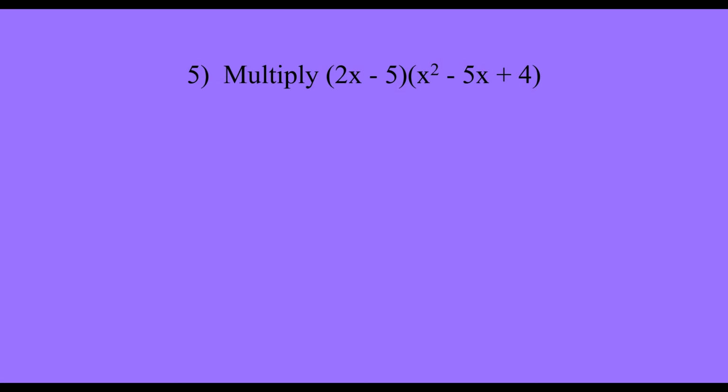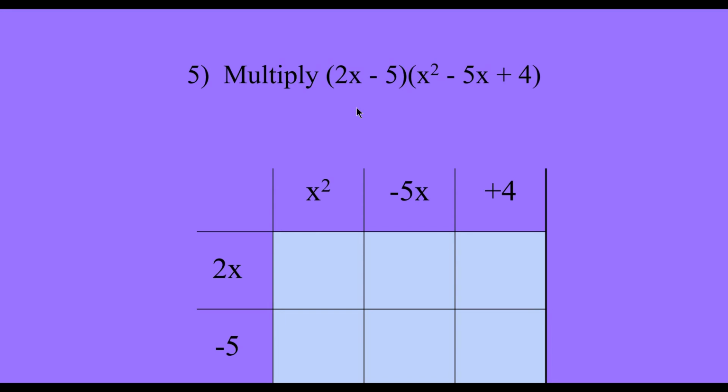So, the last thing we're going to do before I set you loose with some practice is a 2 by 3. And like I told you, you can't do this with FOIL. You could do it by distributing, which means you do this times this, this times this, this times this, and you do this times this, this times this, this times this, and then you add all your like terms. But box just makes that a little more formal.